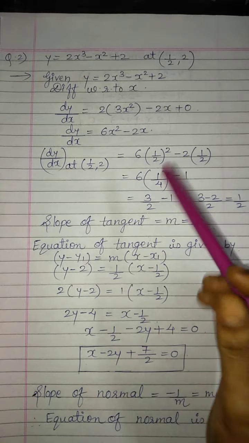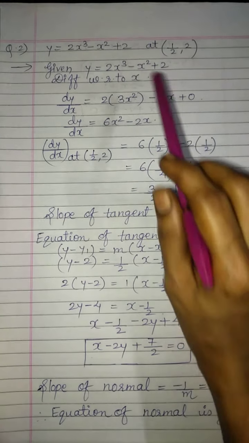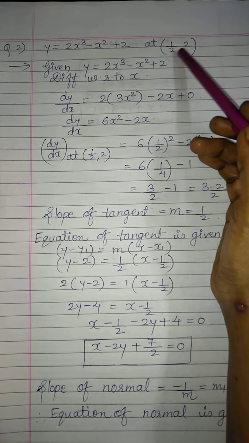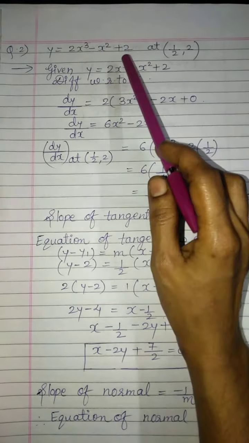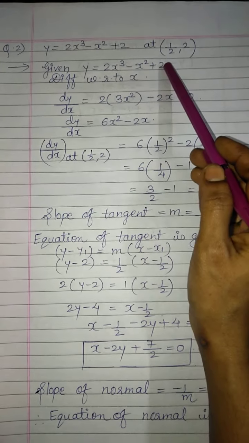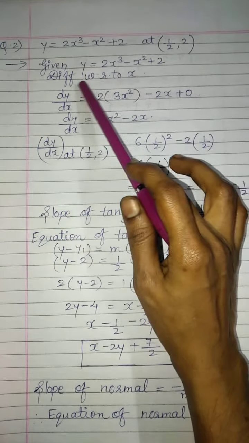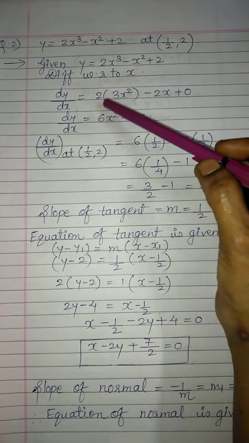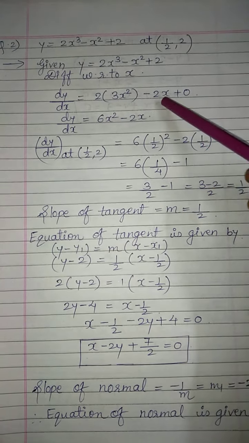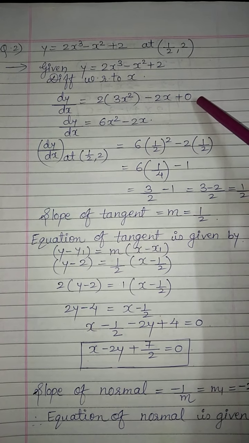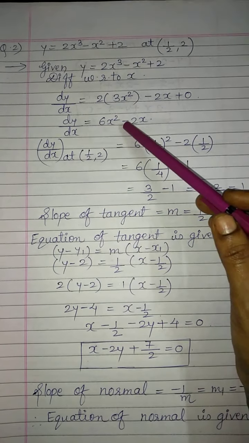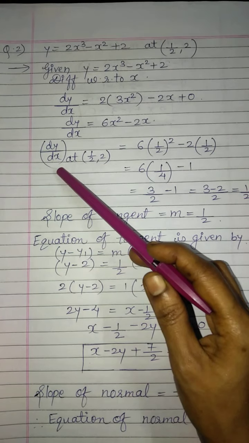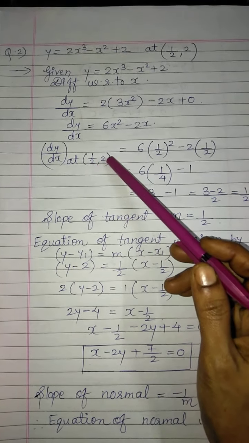So y is equal to 2x cube minus x square plus 2 at (1/2, 2). Now here we will write the given equation as it is. Then differentiating with respect to x, we will get derivative as 2 into 3x square minus 2x plus 0. So that is 6x square minus 2x. Now derivative at the point (1/2, 2).